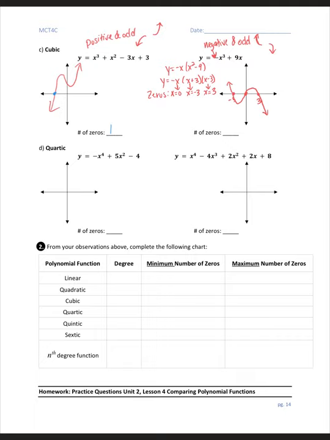We did not point out the zeros on the second one, so let's do that. We have 1, 2, 3 zeros. The number of zeros is 3.